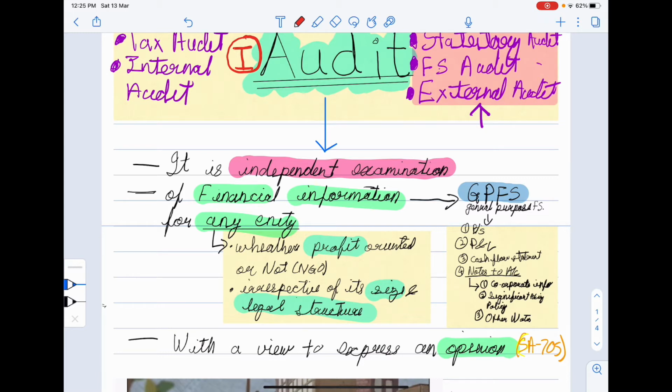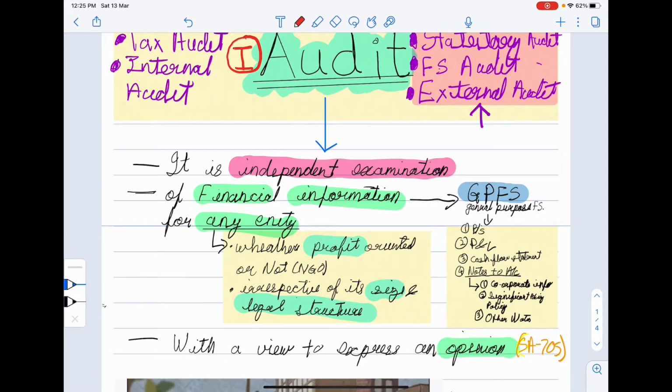So the first keyword is independent examination, the second keyword is financial information, the third keyword is any entity. So it is independent examination of financial information of any entity with a view to express an opinion. After checking the papers, the teacher gives marks; we will give an opinion. There are different types of opinion like qualified, adverse, disclaimer, etc. So instead of marks we give an opinion.